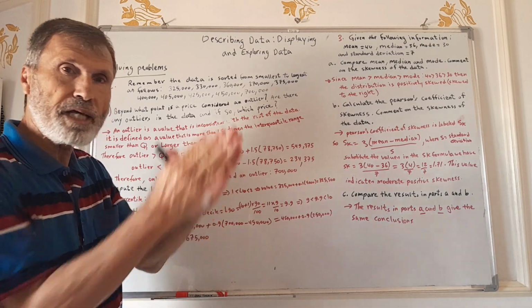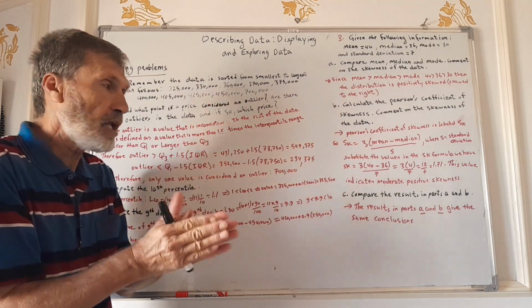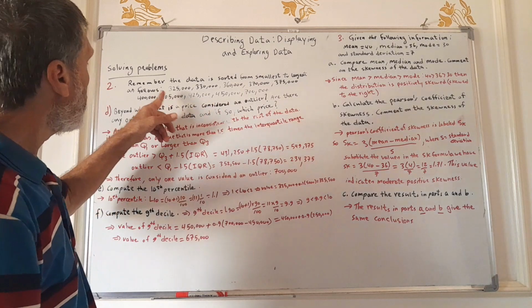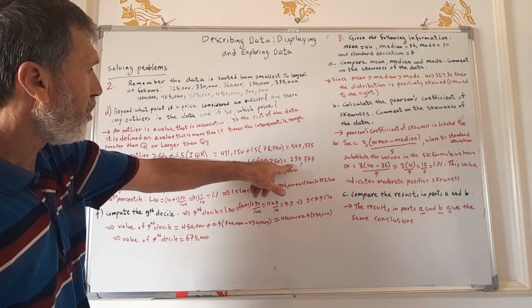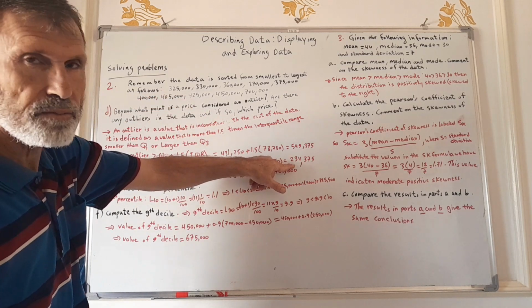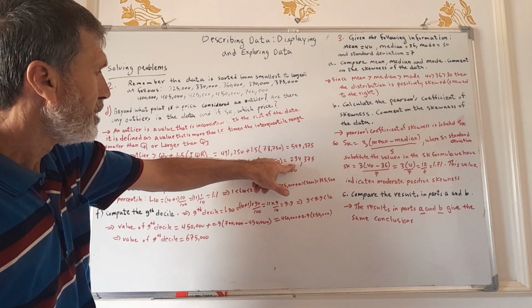Now we move to the data to see if there is a value less than this or greater than this. We look over here, we have 234. Of course, we don't have a value less than 234.